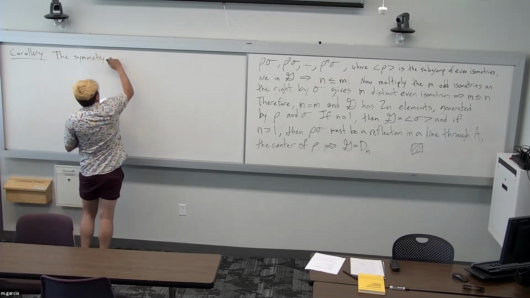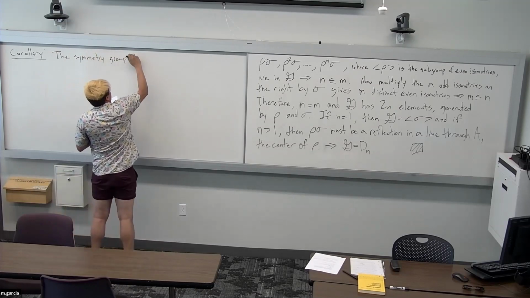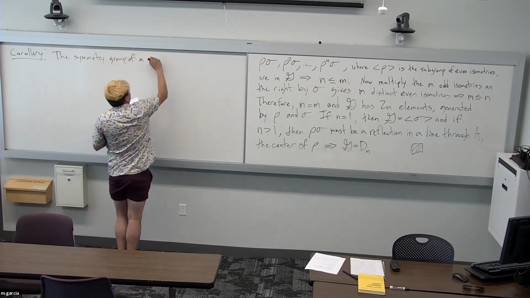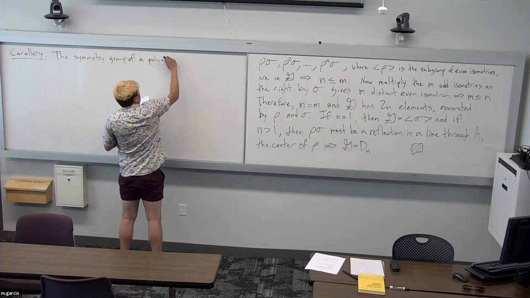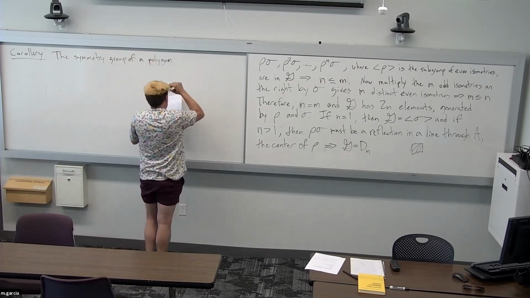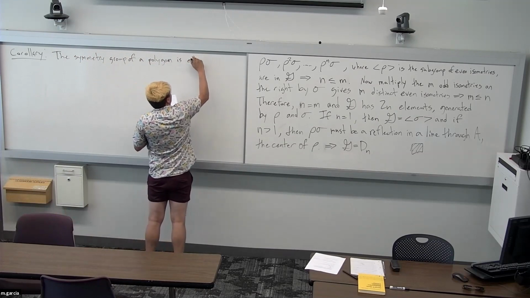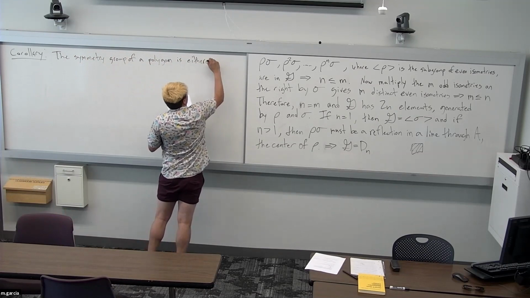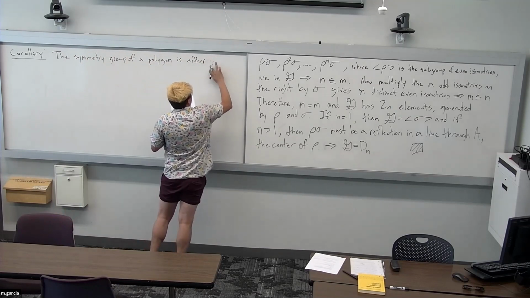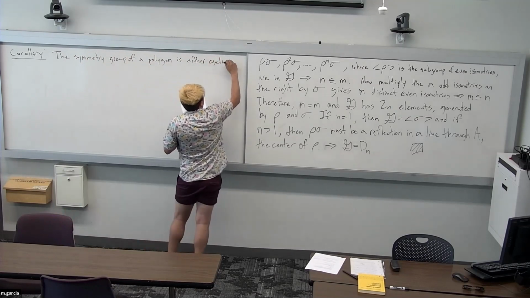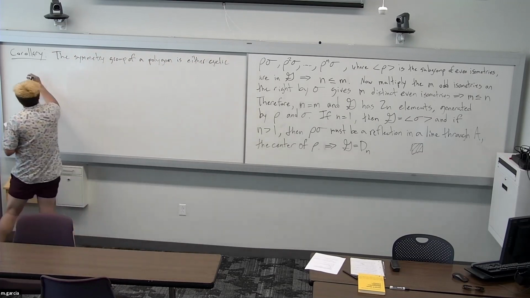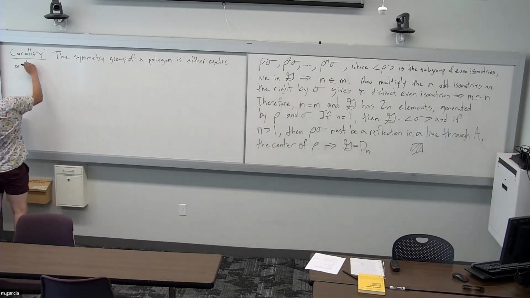The symmetry group of a polygon is either cyclic or dihedral. Because it has to be finite.